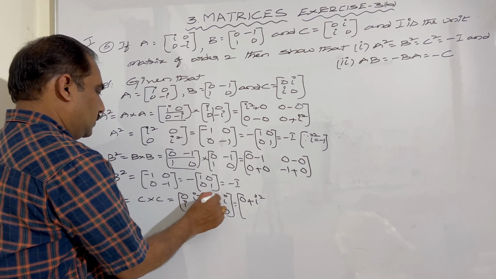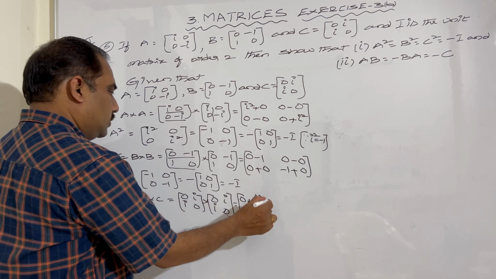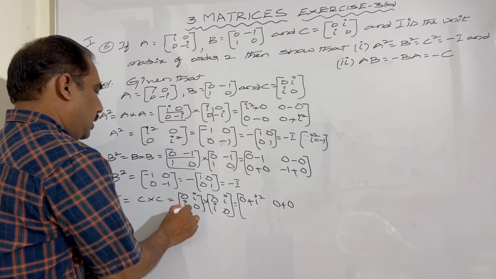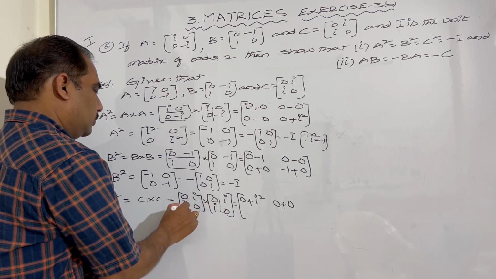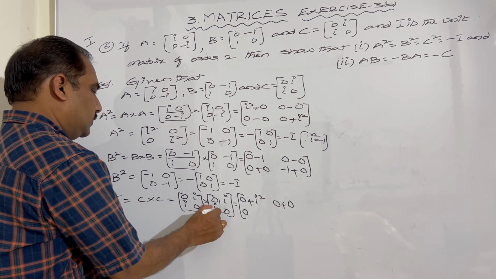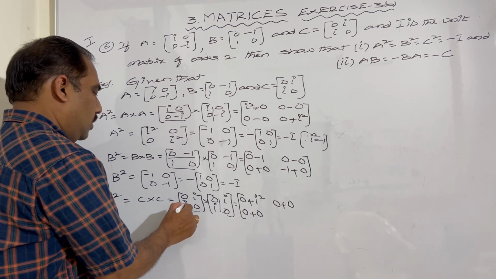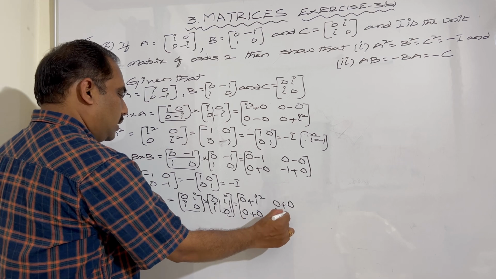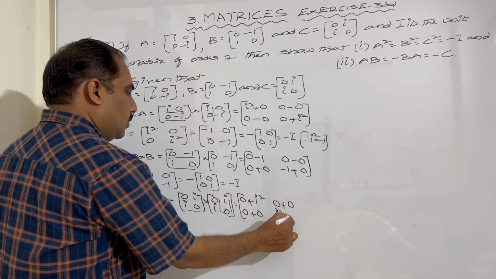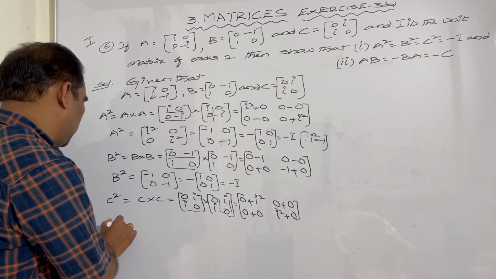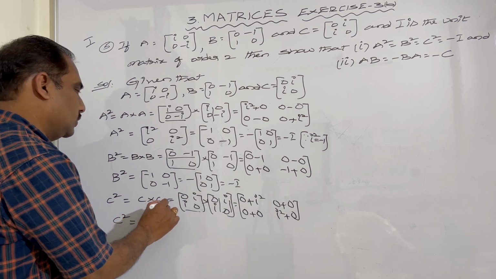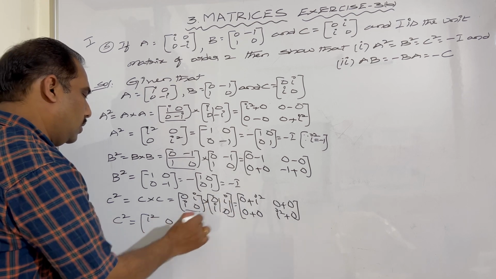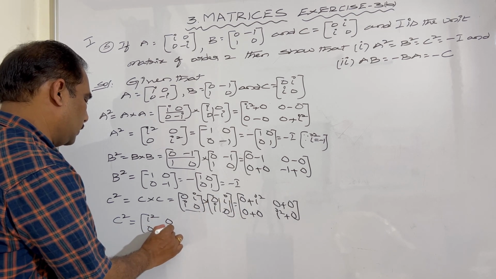So first row second column, that means 0 into i, 0, plus i into 0, that is also 0. Again second row first column, i into 0, that is 0, plus 0 into i, that is also 0. So again second row second column, i into i, that is i square, plus 0 into 0, 0. So we get C square is equal to i square, 0, 0, i square.